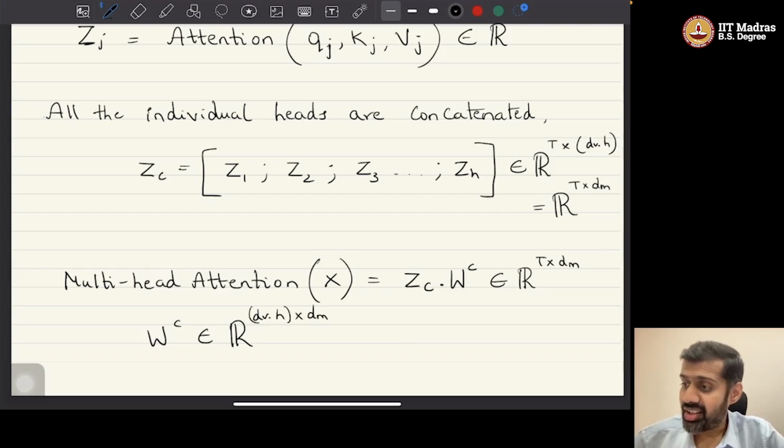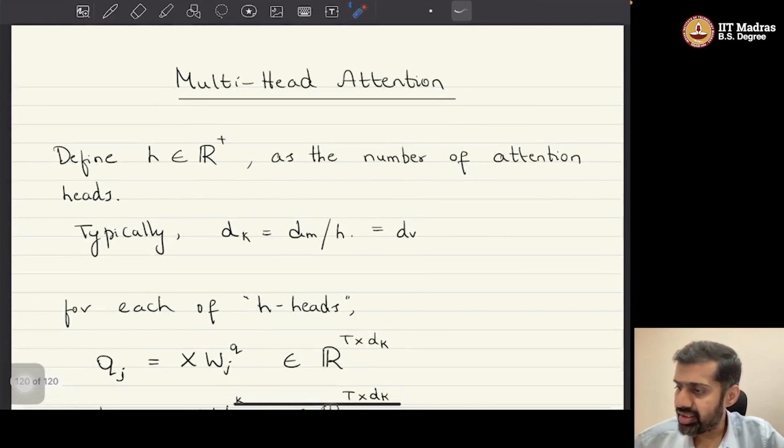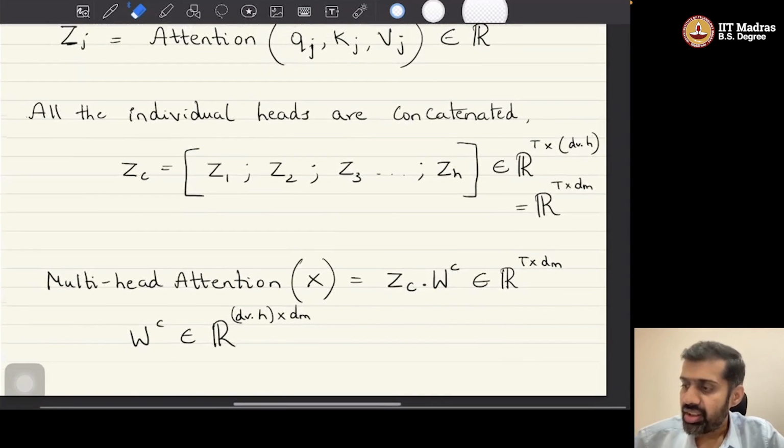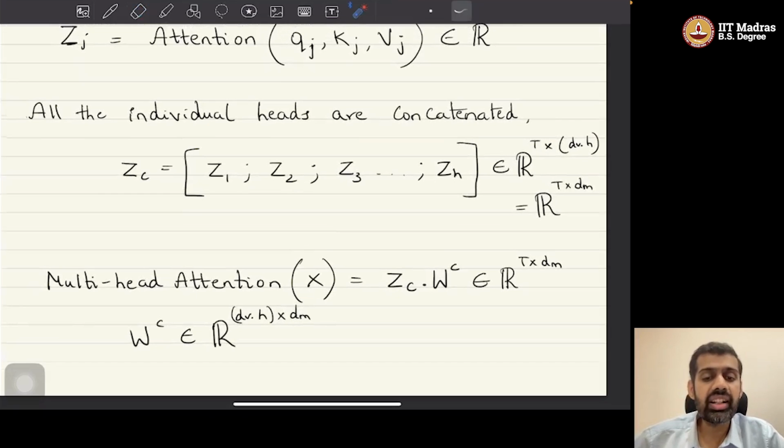Now note that, while I just said that this is typically made to be equal to dV, in general this need not be the case. dV can be different from dk. In that case, just to ensure that we put back data in the dimensionality of dm, we will project the concatenated multi-head attention onto one other space WC, where WC will make sure that all the attention heads are appropriately combined to get us back to dimensionality dm.